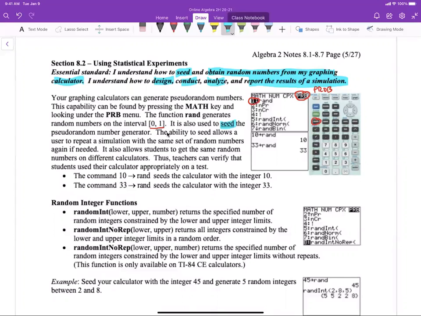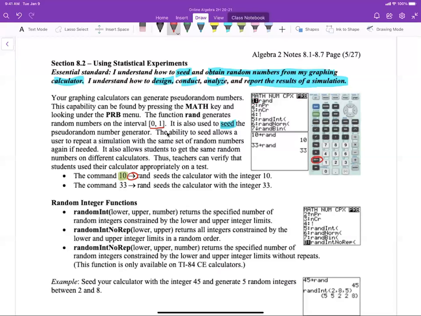It also allows students to get the same random numbers on different calculators. So if we seed the calculators the same and set the same commands, then we should get the same random numbers. So the teachers can verify that students use their calculator appropriately on a test. So let's go ahead and do that. We're going to seed our calculator with 10. So we're going to type in 10, okay? And then we are going to hit this arrow key right here, which is located to the left of 1.